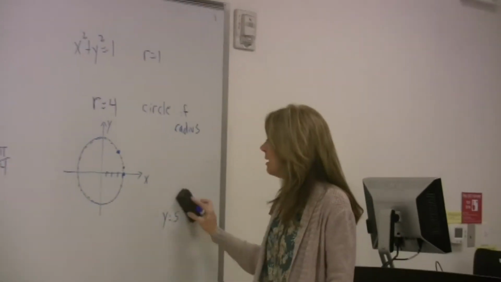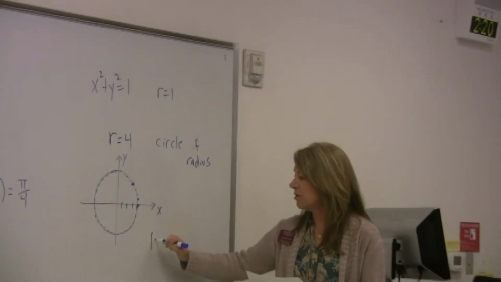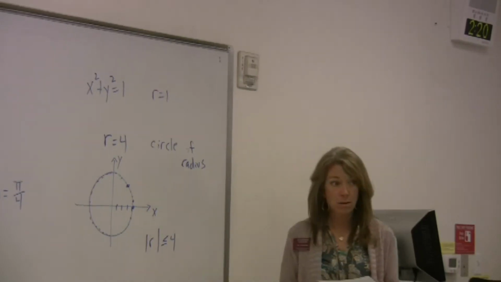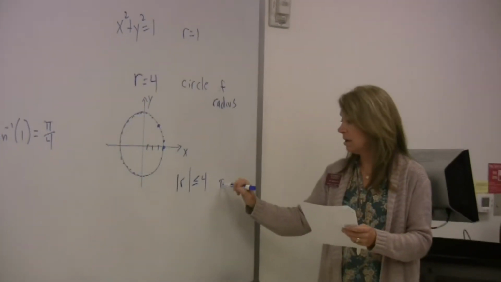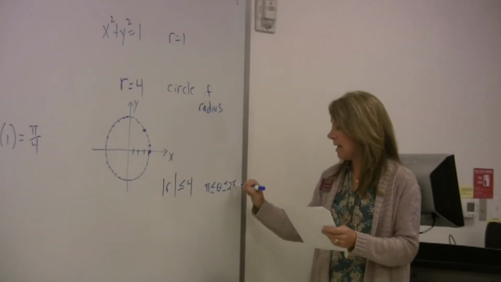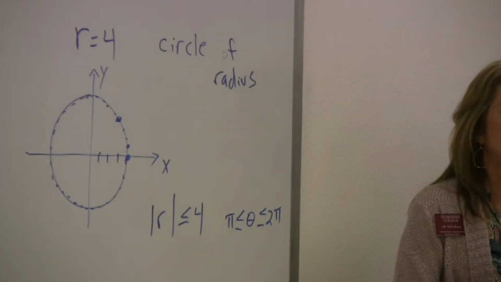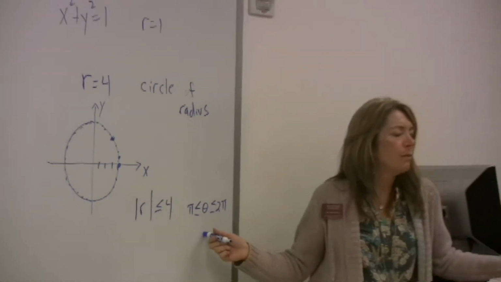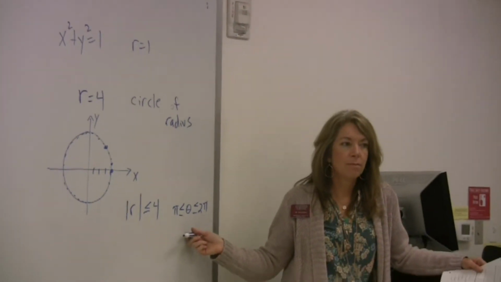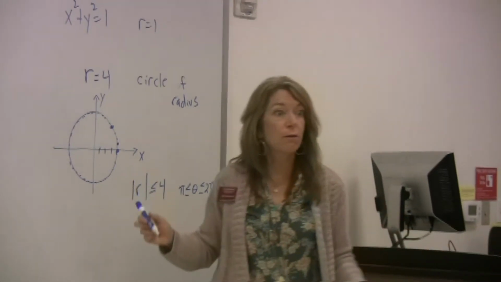Okay, so the next part says, what if I put some restrictions on this? What if I change it to the absolute value of r is less than or equal to 4, and theta has to be between pi and 2 pi? Let's do this part first. If I'm between pi and 2 pi, where am I? Anything below the x-axis, or the third and fourth quadrant.